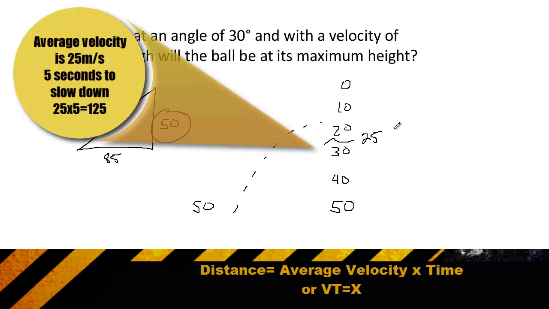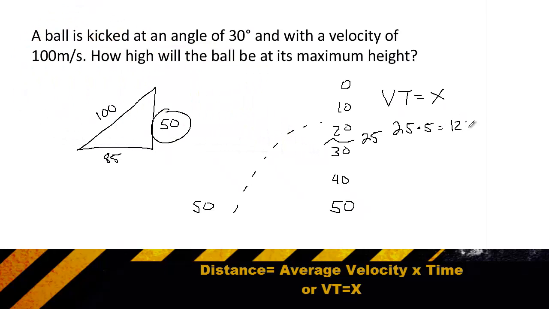Then we can use one of the simplest equations that physics has to offer, and that is our velocity times our time is equal to our distance. Our average velocity we figured out was 25. Our time in the air as it goes up is going to be 5 seconds. So the distance we travel will be 125.